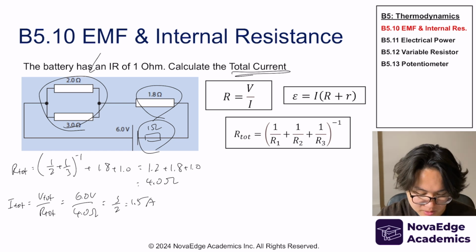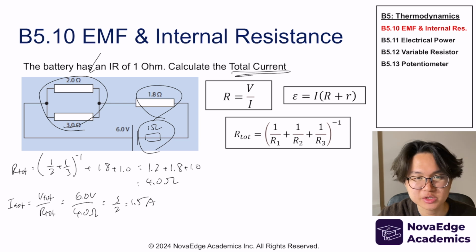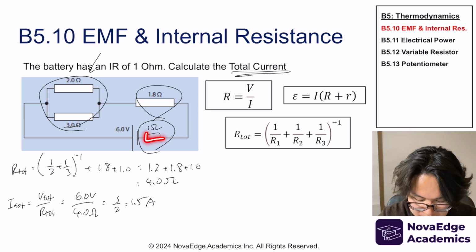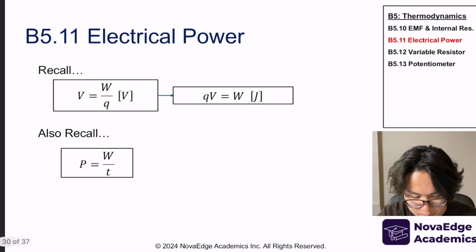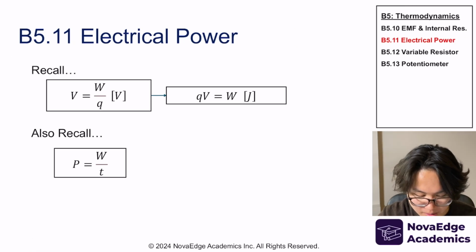That's it. So it doesn't really change. As you can see, it doesn't really change the calculation that much. You just add a resistor in series and you account for it. That's it. Okay? Now let's talk about electrical power and what that means.